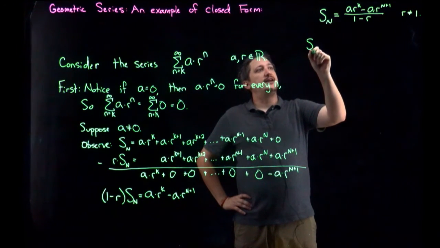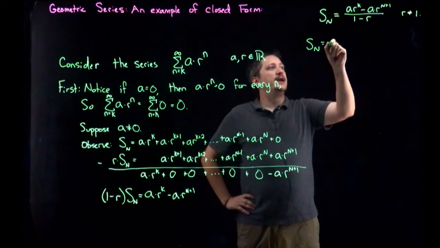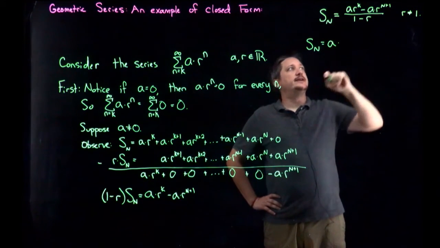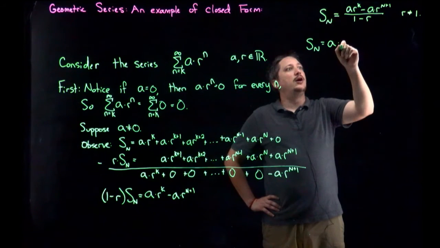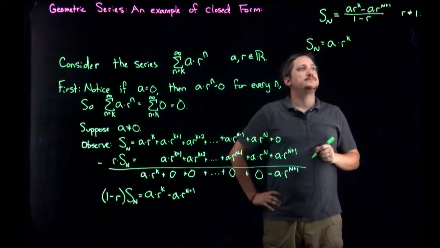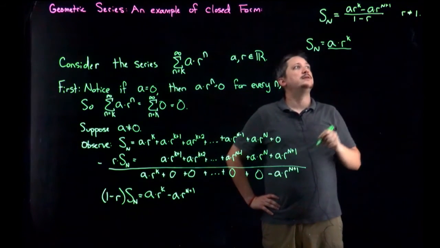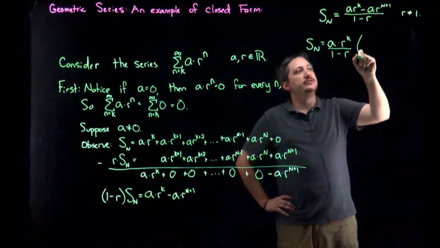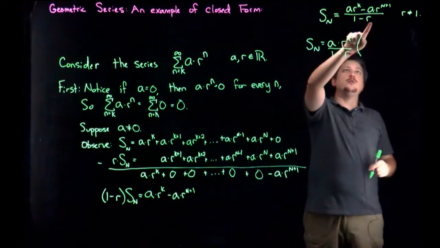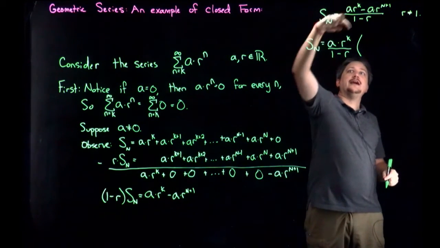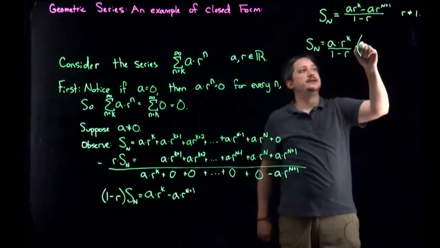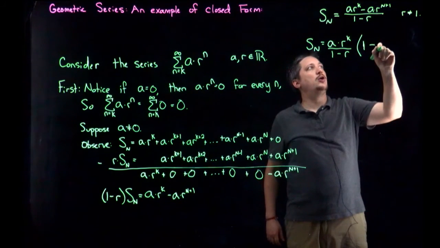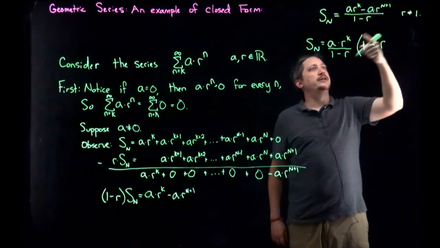So in particular, I'm going to have Sn equals a times r to the k over 1 minus r, times, okay, so I factored out the a, I factored out the 1 minus r on the bottom, and I factored out an a times r to the k from both terms. That leaves me a 1 here, minus, a got factored out, r to the n plus 1 minus k.